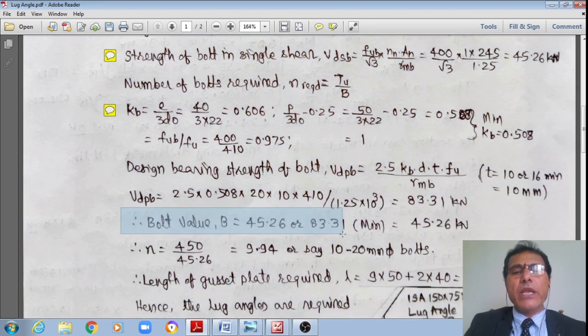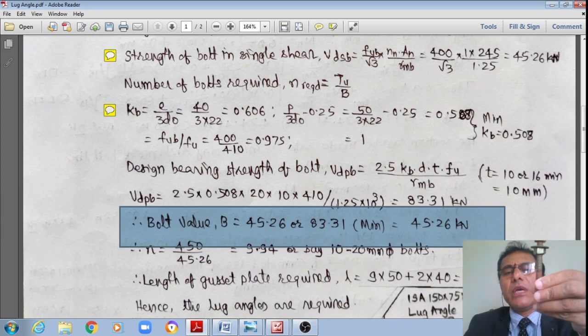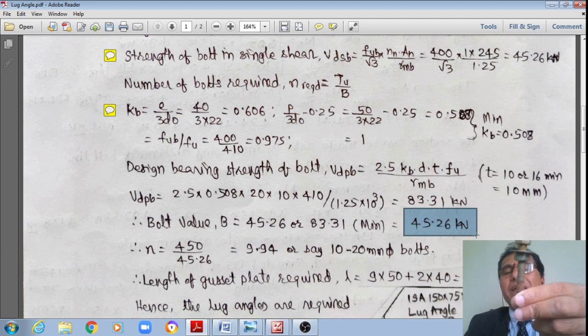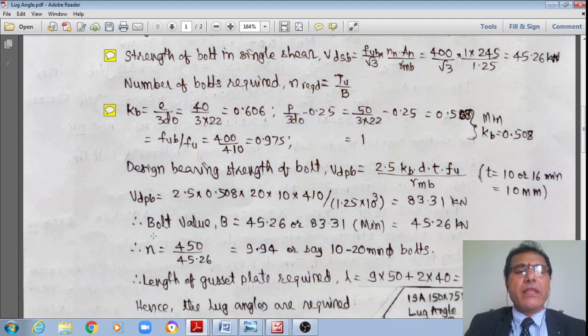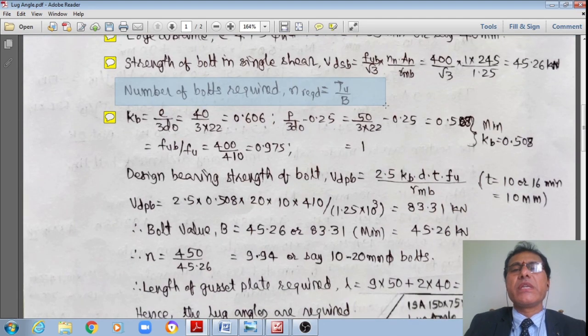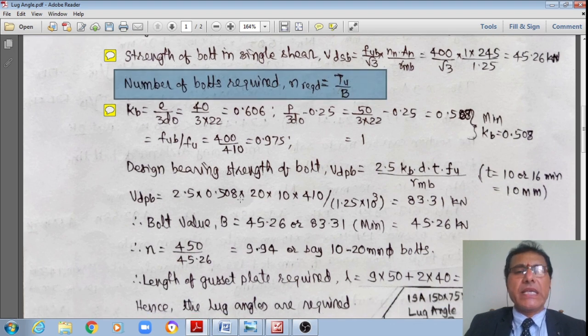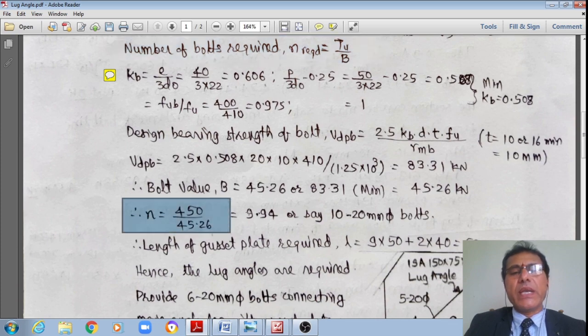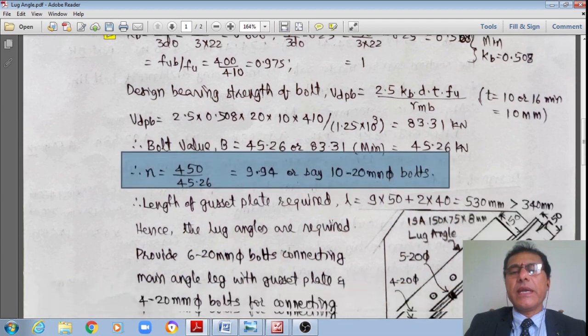Therefore, now I'll get the bolt value. Bolt value B is equal to the least of the strength of the bolt in single shear as well as that in the bearing criteria, which are respectively 45.26 or 83.31. Because it is in single shear criteria, that value will govern as 45.26. Therefore, B is equal to 45.26 kilonewton. Hence, the number of bolts required, N required, is equal to the factored tensile force divided by bolt value. Substituting into it, now I'll get 450 divided by 45.26, say 9.94, or say 10 bolts of 20 mm dia.